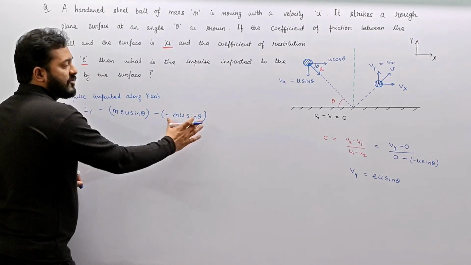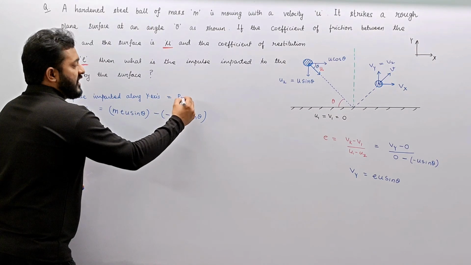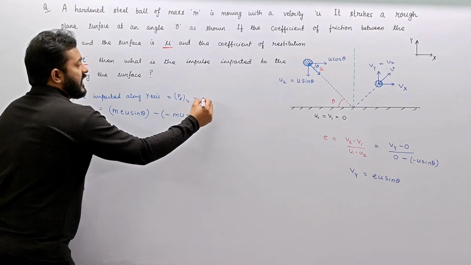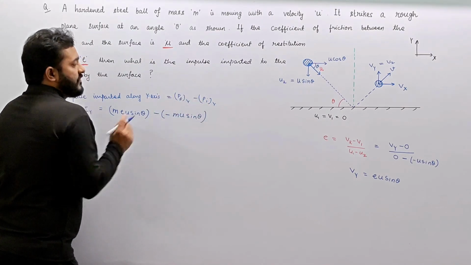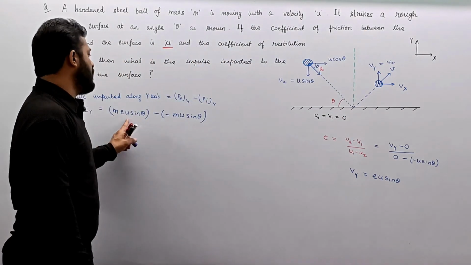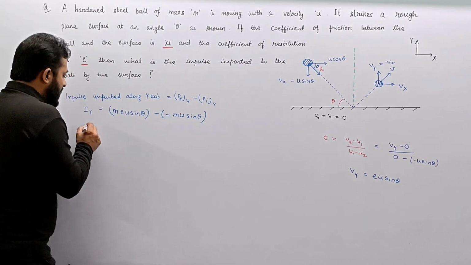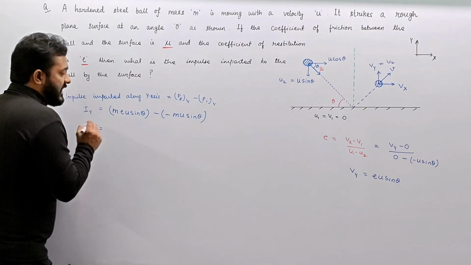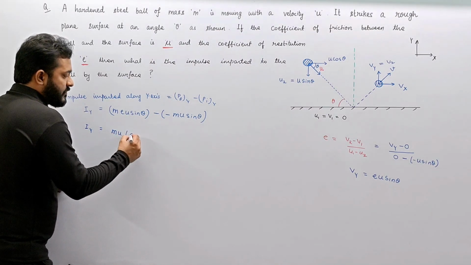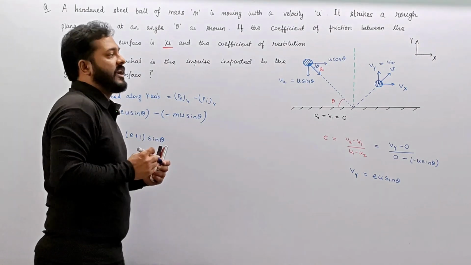So it is P final minus P initial in the y direction. To calculate this, we write momentum final in the y direction minus momentum initial in the y direction. In the y direction, the final momentum is in this direction, which is m e u sin theta, minus of minus m u sin theta. On solving, we calculate the impulse in the y direction, which we write as m u taken common, (e plus 1) sin theta. So this is the impulse in the y direction.